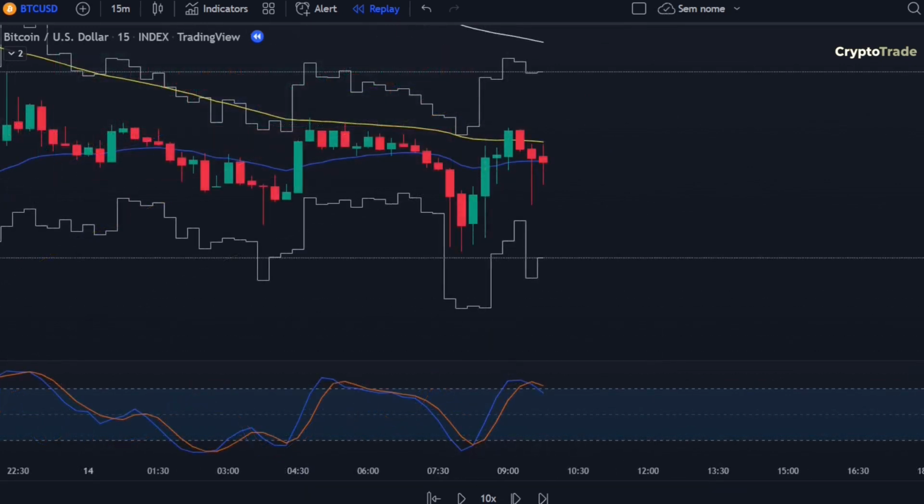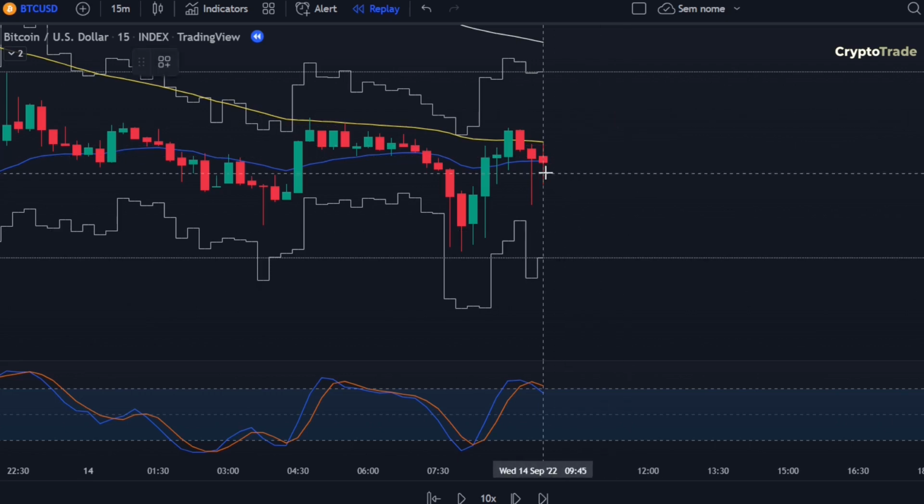For a sell order, the market must be in a downtrend, shown by the EMA lines. The blue line must be below the yellow line and the yellow line must be below the white one. The Stochastic RSI indicator must be above the dotted line of 75. Wait until the blue line crosses the orange line downwards.